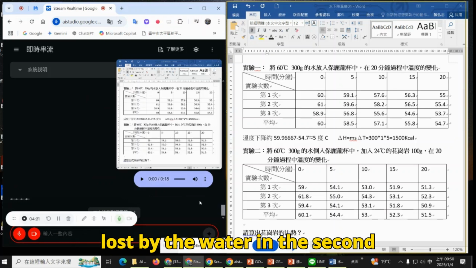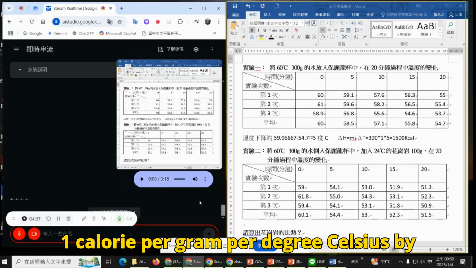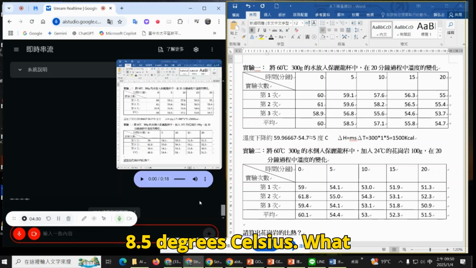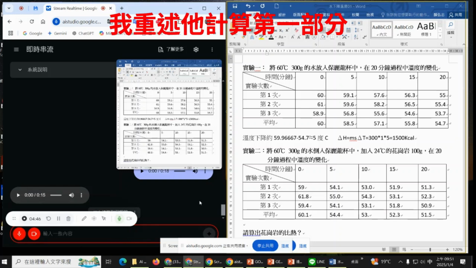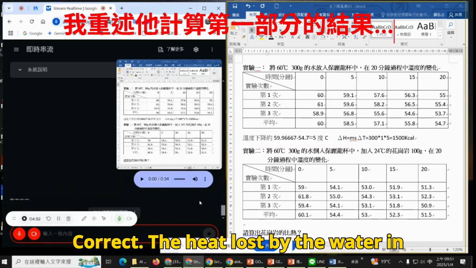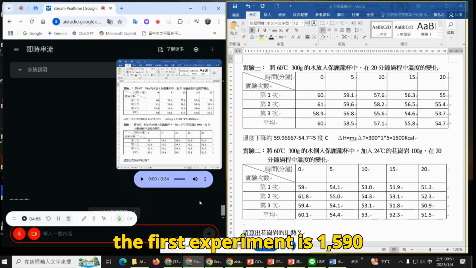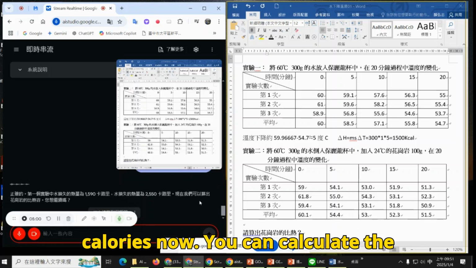Now let's calculate the heat lost by the water in the second experiment. Multiply 300 grams by 1 calorie per gram per degree Celsius by 8.5 degrees Celsius. What do you get? 所以你刚刚说先算出来杯子吸收的热量大概在20分钟的话是1500千卡，这样吗？Correct. The heat lost by the water in the first experiment is 1,590 calories, and the heat lost by the water in the second experiment was 2,550 calories.